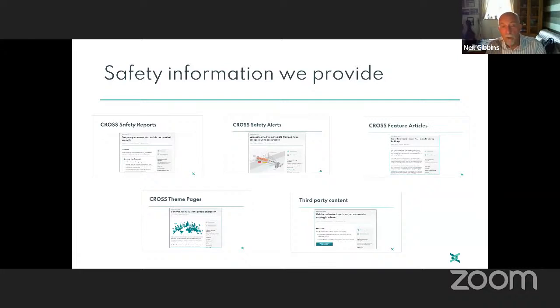Feature articles where a number of reports have come together and are worth analysing and sharing in a more deep way, as in a magazine article but published online. Theme pages, bringing together such issues such as the climate emergency, and we also publish third-party content. If there are documents, research, information relating to CROSS live issues, then we will link them from our website as well.